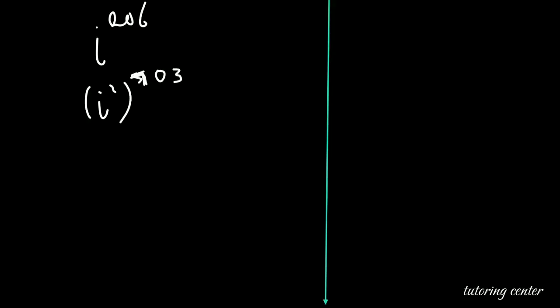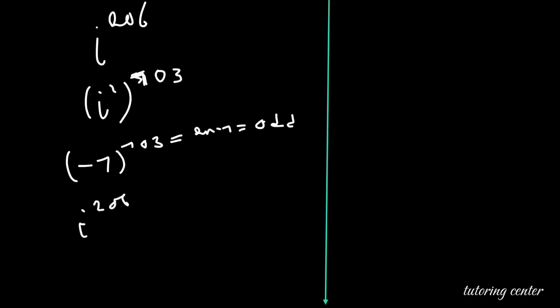So 2 times 103 will give us 206. We know that i squared is negative 1, so it means we have negative 1 to the power 103. What is 103? 103 is a number of the form 2n minus 1, which is an odd number. It therefore means i to the power 206 is equal to negative 1. Simple as that.